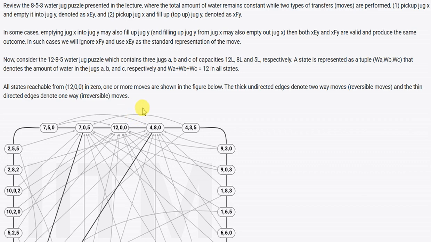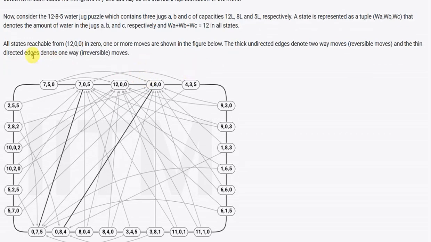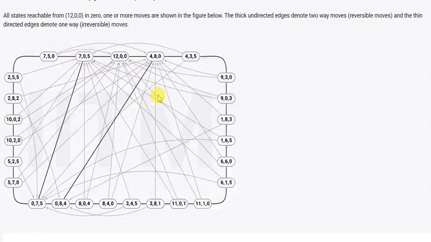Now consider this, which contains 3 jugs A, B, C of capacity 12 liter, 8 liter and 5 liter. The state will be presented as a tuple, right? And this will denote the amount of water in jugs A, B and C, and the total will be 12 in all states. Now all states reachable from 12,0,0 in one or more moves are shown in this figure. This thick line denotes a two-way, reversible move, and a thin directed line denotes an irreversible move.